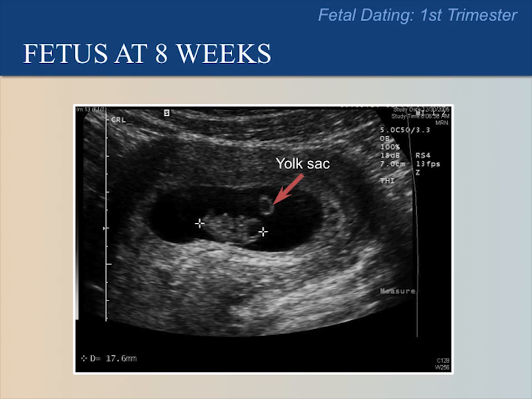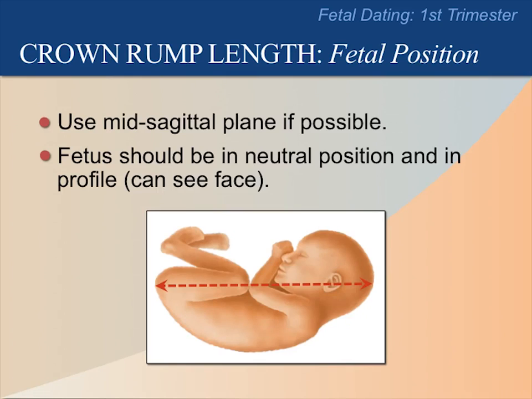The yolk sac is visible from 6 to 7 weeks. It is present until the end of the first trimester, but we often can't see it later in the first trimester. These calipers are well positioned for the longest fetal measurement for the crown rump length. In older fetuses, you can identify the face and limbs.